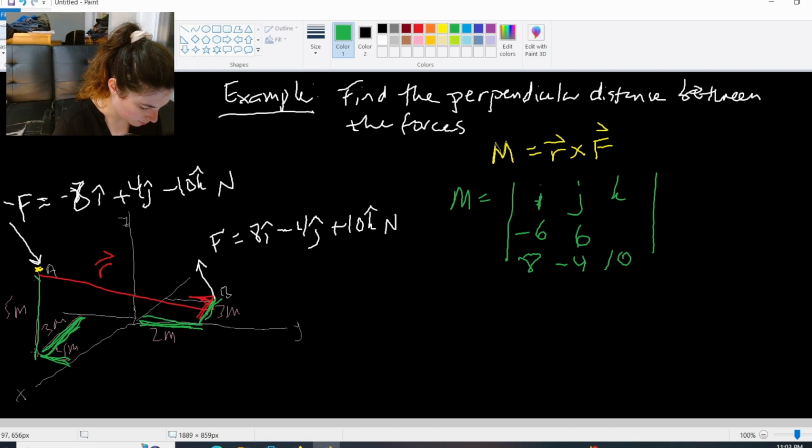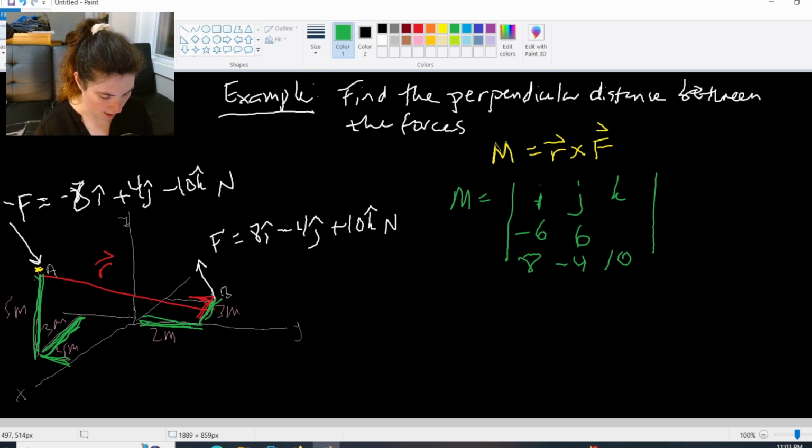And then it's going from point A to point B, so it's from 5 meters in the Z direction down to 0, because B is in the XY plane. So that's going to be 5. Negative 6, 6, 5 are the components of our position vector. So now we can do the cross product. All we did was find our position vector. We can get a moment from this.